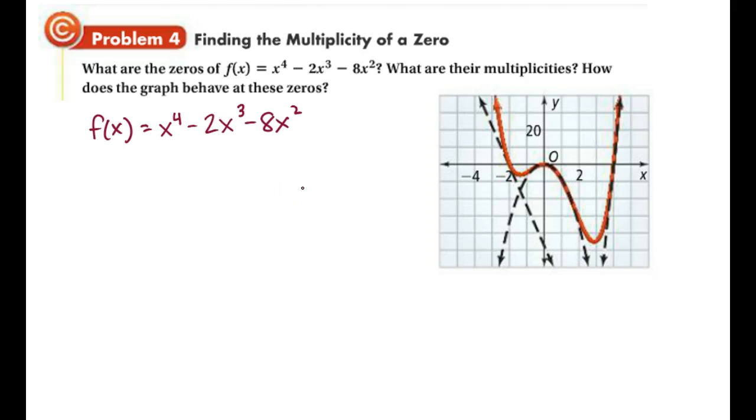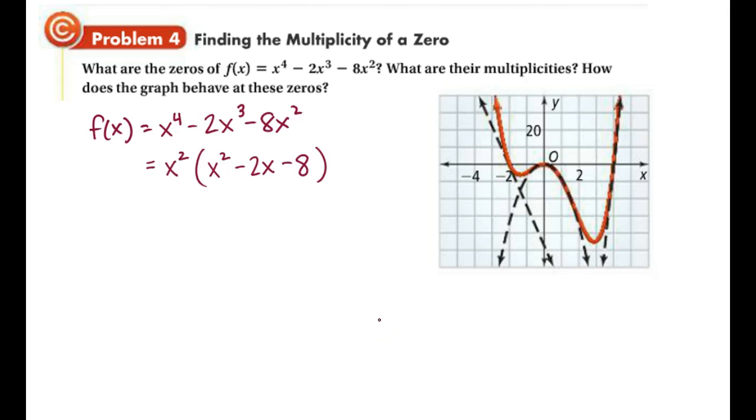So when I'm taking a look at this function, I notice that there is a GCF of x squared. So as always, we're going to factor the GCF out and put it in front. So when I factor out x squared, I get a remaining polynomial of x squared minus 2x minus 8. So that's the expression inside the parentheses.